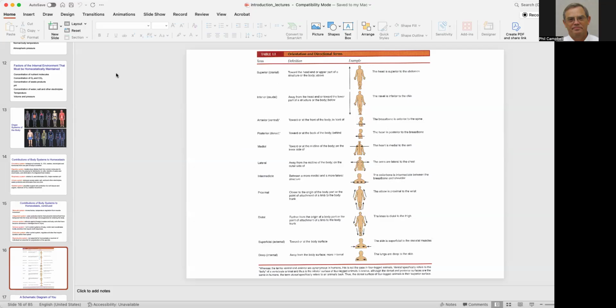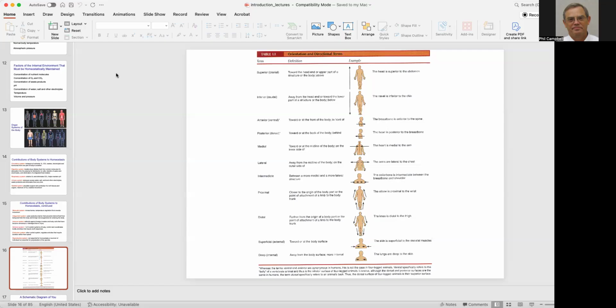We have two terms, superior and inferior. Superior means toward the head, inferior means toward the feet. Head, feet, superior, inferior. Easy to understand. Dropping on down, we also have anterior and posterior. Anterior is to the front, posterior is to the back. Anterior, posterior. Superior, inferior, right?